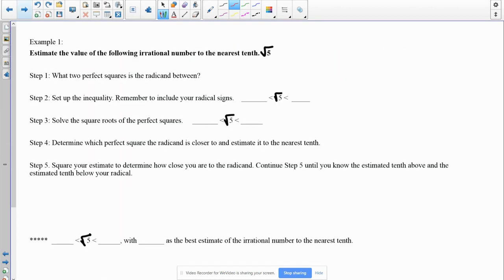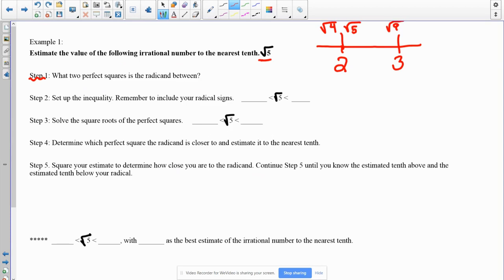So we are going to look at the square root of 5 as our first example. Step number 1, just like learning target 3, we're going to look at what two perfect squares this square root, or the radicand, can be between. So we can narrow down where our estimate is going to be. I know 2 squared is 4, and the square root of 4 is 2, and 3 squared is 9, so the square root of 9 is 3. And the square root of 5 is approximately about right there.